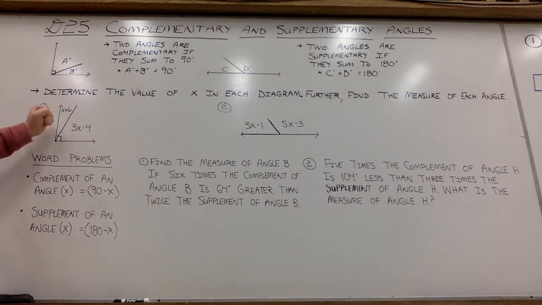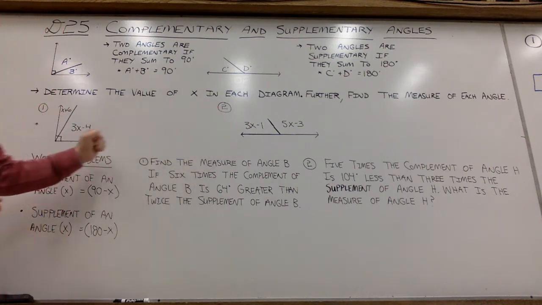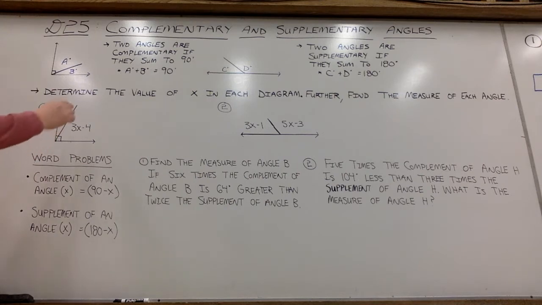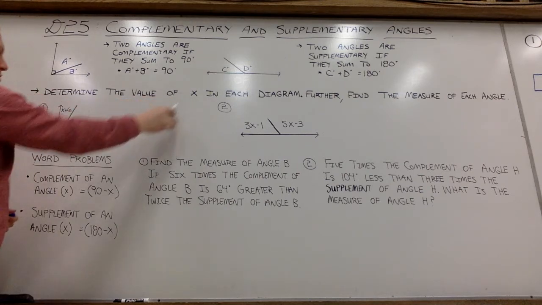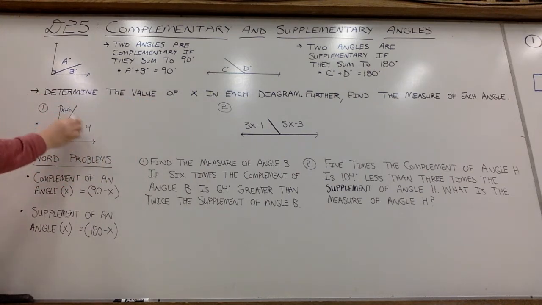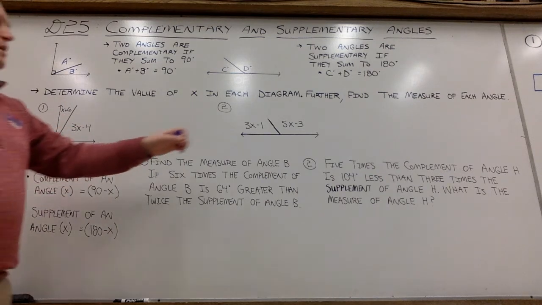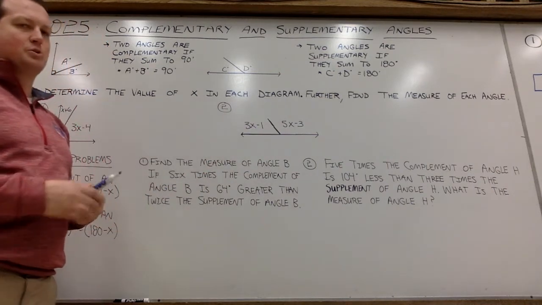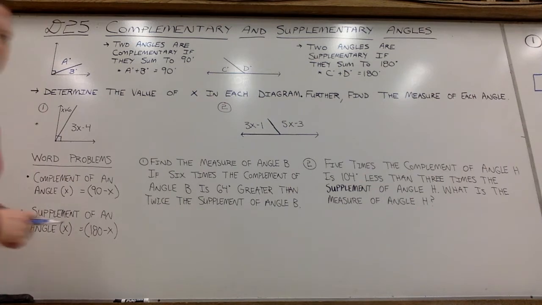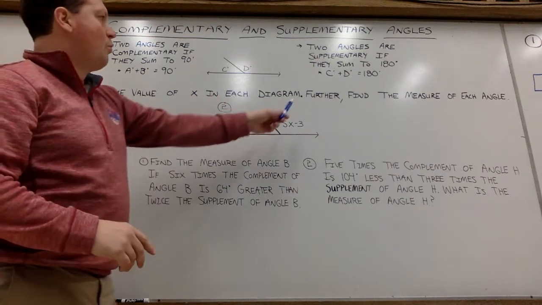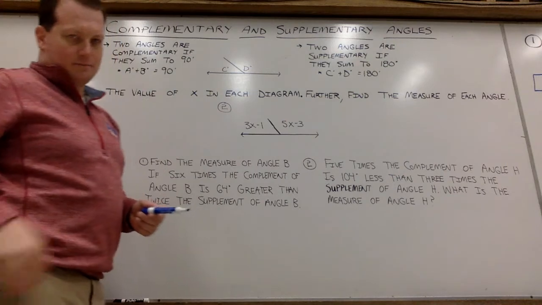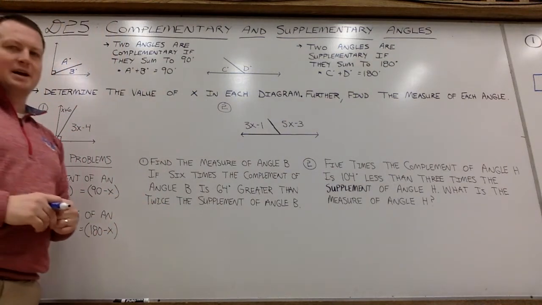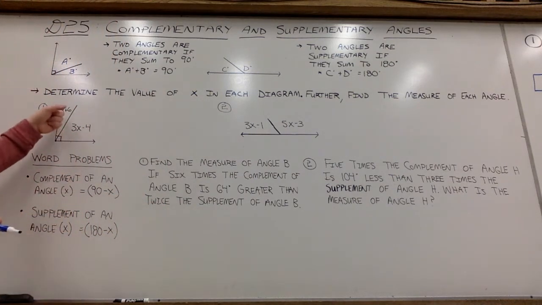So let's take a look here. We have a diagram example of each. We want to determine the value of x. So what value can I plug in for x so that these two angles are complementary? And then in figure 2, what value can I plug in for x so the angles are supplementary? After we find the value of x, we are going to further want to find the measure of each angle. So what that means is I'm going to plug in what x equals into these individual angle measures.